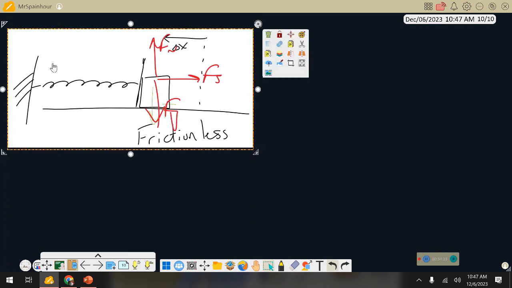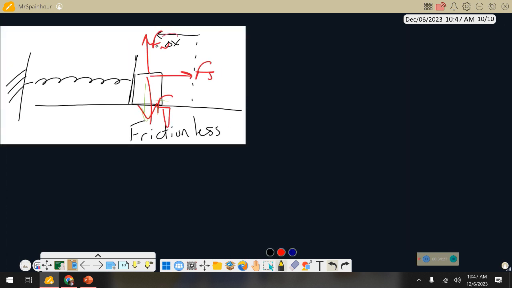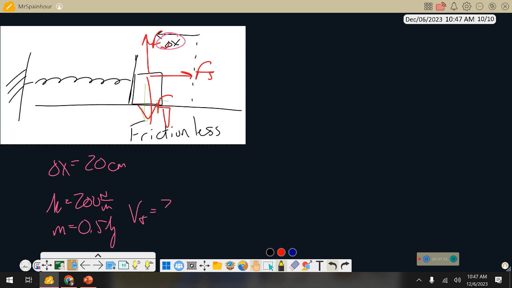Reminding you of numbers that were there a second ago. What it says is that it is currently compressed 20 centimeters. It said the spring constant is 200 newtons per meter. It said the mass is a half a kilogram, and it wants to know the speed that it's leaving.